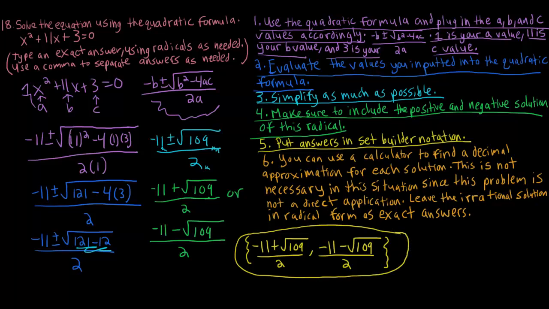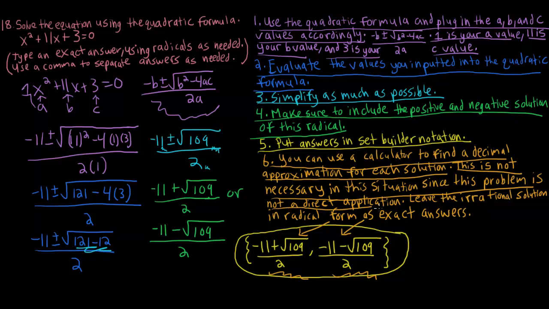As far as step 6 is concerned, it's just saying that we could use a calculator to find a decimal approximation for each solution. Like if we needed to know specifically what is the approximate value of each solution, we could plug these into the calculator and it would give us some sort of number. But in this case, this is not necessary, since the problem is not a direct application. So just leave the irrational solutions in radical form as exact answers, which is what we have right here.